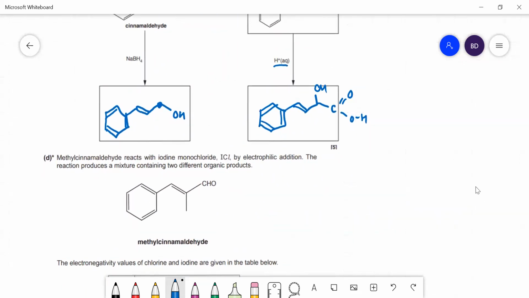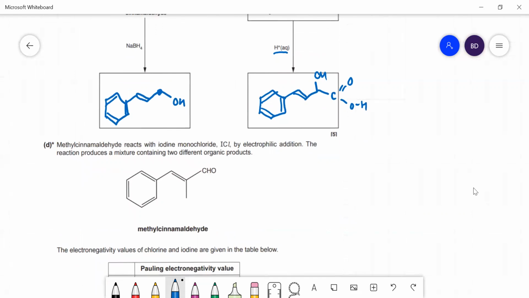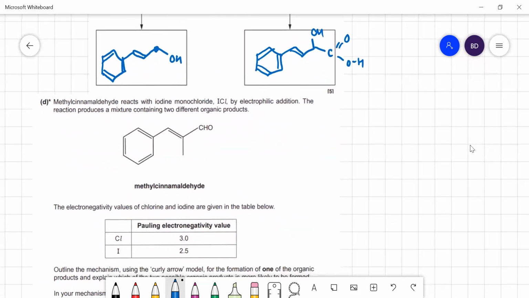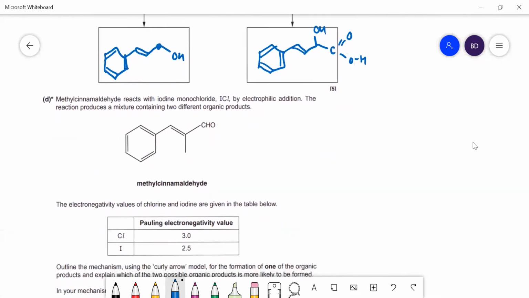Methyl cinnamaldehyde reacts with iodine monochloride by electrophilic addition. The reaction produces a mixture containing 2 different organic products. The electronegativity values of iodine and chlorine are given in the table below. So you're going to get electrophilic addition, and of course that's going to affect the double bond there. It won't touch the benzene ring.